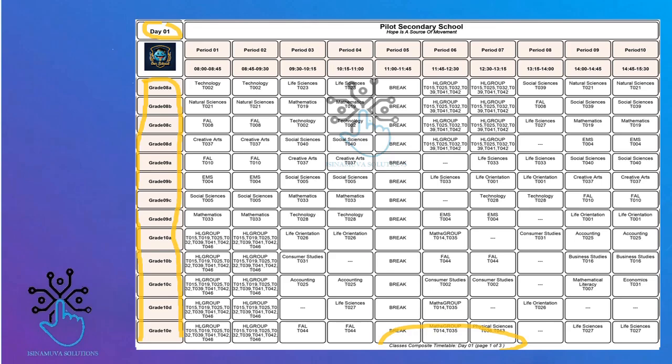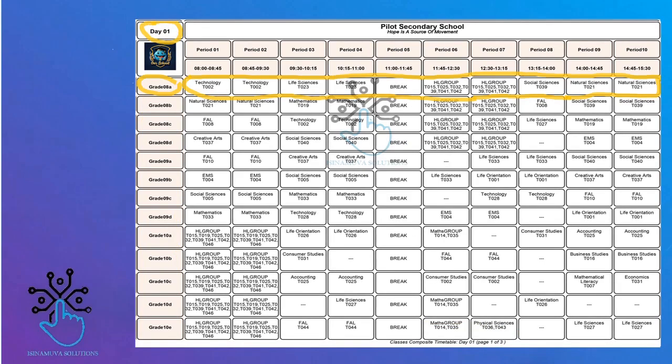the school week. As we can see on this slide, all classes of grade 8 are displayed, from grade 8A to grade 8D. Similarly, all classes of grade 9, from grade 9A to grade 9D, are shown. The only visible classes for grade 10 are from grade 10A to grade 10E. The rest of the classes are on the other pages of this composite timetable. As shown in the footer, we are only looking at page 1 of 3 of this day 1 composite timetable.